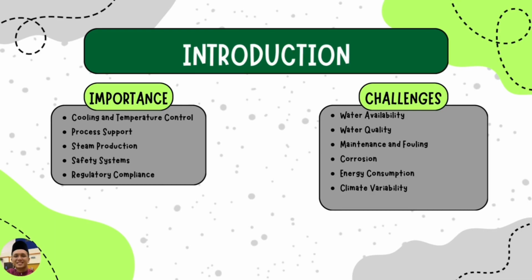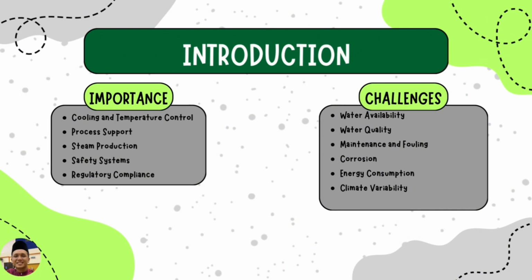And the last one is regulatory compliance. Water distribution systems help refineries meet environmental regulations related to water use and waste. What about the challenges? For challenges, the water availability: refineries often face issues with limited water supply, especially in dry regions. Also, contaminated or hard water can damage equipment and affect operations. That's why water quality is also one of the challenges in this water distribution.